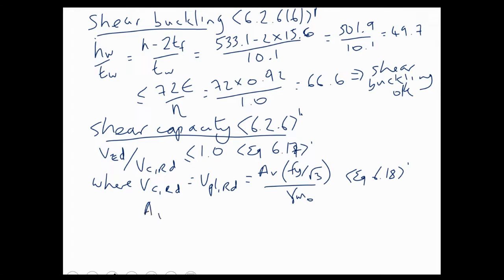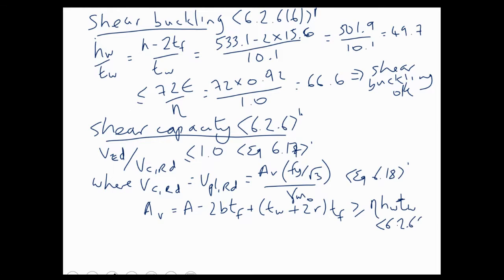And then the shear area is equal to the overall area of the section, which we get from the blue book, minus 2 times B times the thickness of the flange, plus the thickness of the web plus twice the root radius times the thickness of the flange. And we said that has to be at least equal to the overall area of the web, which is the height of the web times the thickness of the web times nu. So that's clause 6.2.6, part 3 of it.